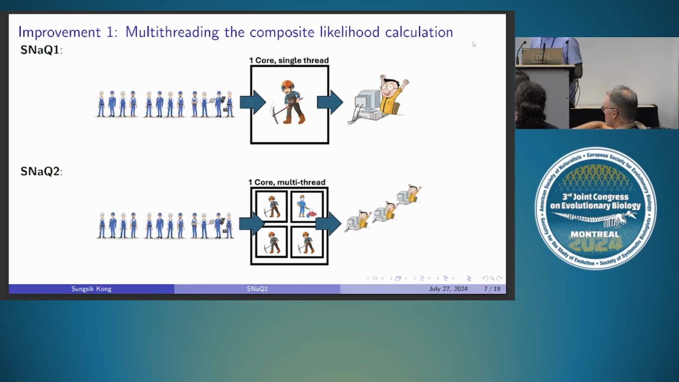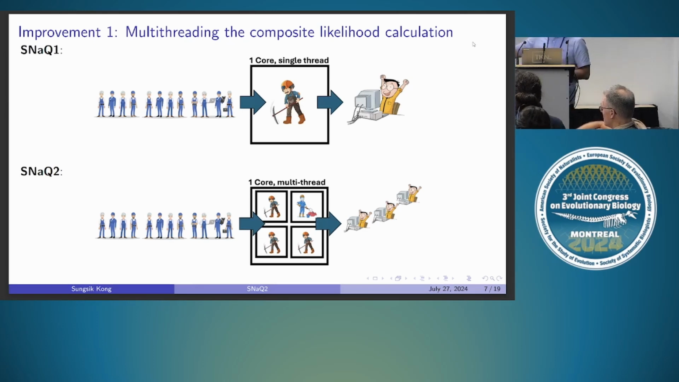To make this a little bit simpler, let's say these workers on the left side have a task to compute a quartet likelihood. If you have a single thread, only 1 worker can go into the core and compute likelihood, and then we have to wait. The next person has to wait for the previous person to finish, and on and on. And this is quite an inefficient way of using computational resources.